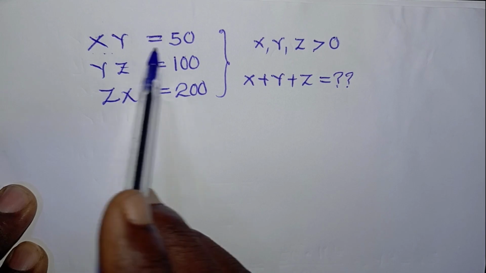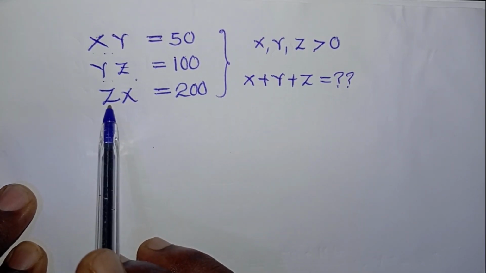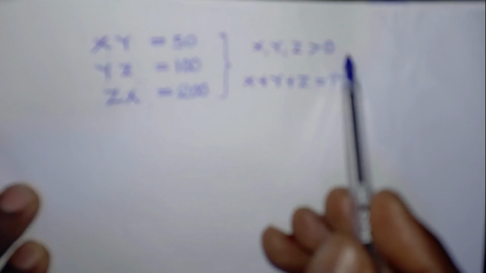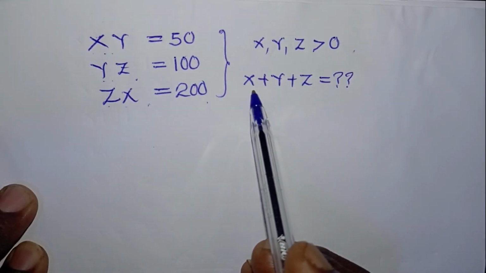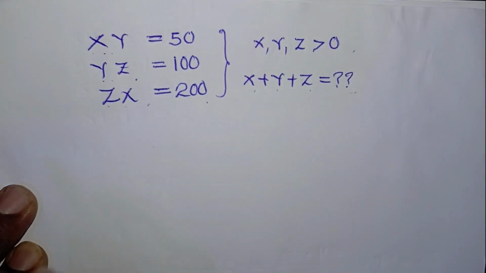X times y equals 50, y times z equals 100, z times x equals 200. x, y, z are greater than 0. So we're asked to find x plus y plus z. What is the answer? Let's get to the solution.